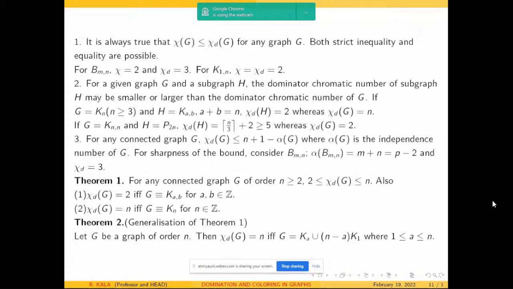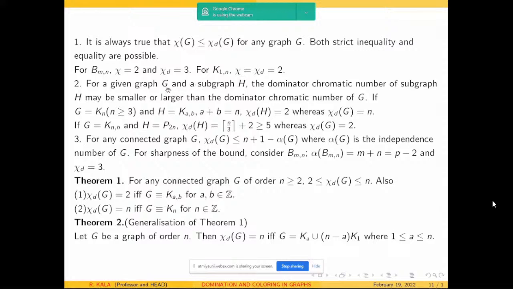Okay. And of course, every dominator coloring is a proper coloring. So it is always true that chi is less than or equal to chi d for any graph. Okay. And both strict inequality as well as equality are possible. For strict inequality, you can consider the bi-star. We saw that for the bi-star, chi is 2, whereas chi d is 3. So you have strict inequality there. And coming to K1,n, both of them are equal.